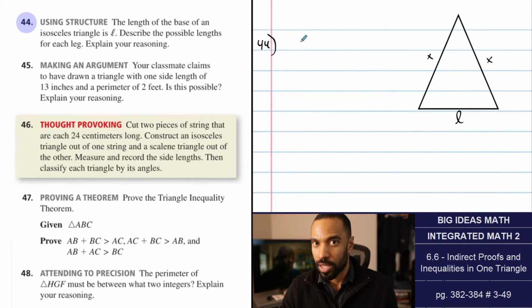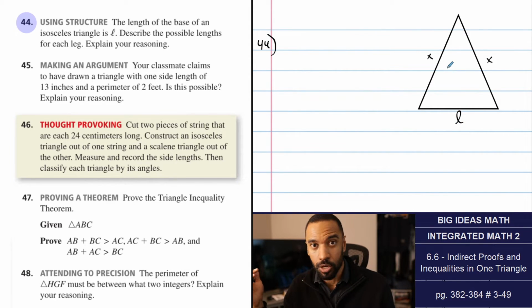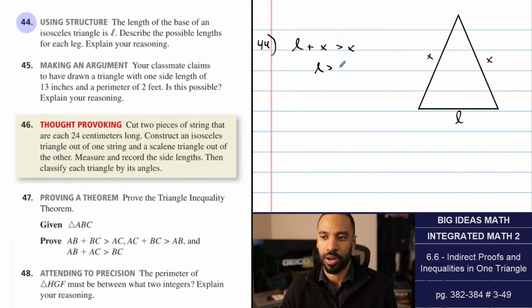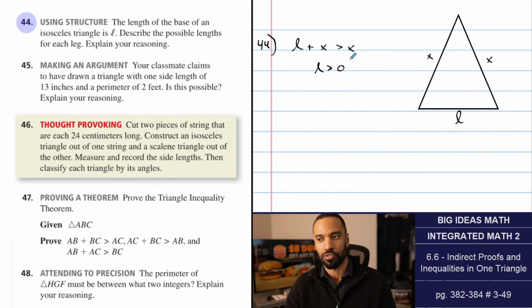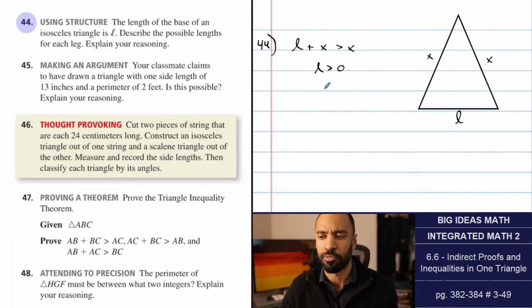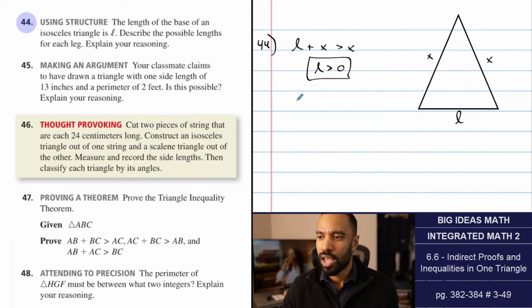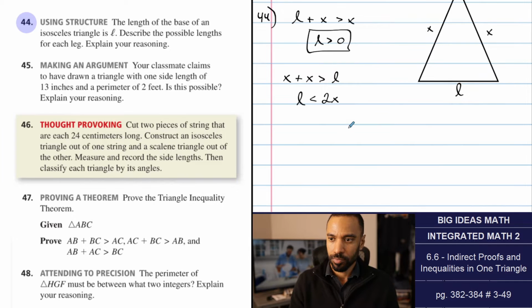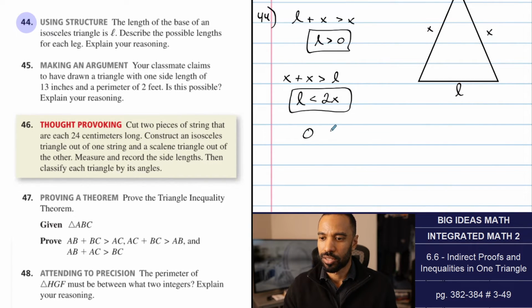Okay, so in an isosceles triangle, remember L could be the longest side, it could be the shortest side. It says the possible lengths for each leg. If L is the shortest side, then L has to add with another X to be greater than X, which means L would have to be greater than 0, of course. This is a lot like another problem from before. So that's one possibility. And then also X plus X would have to be greater than L. So L would have to be less than 2X. So L is greater than 0, but less than 2X.